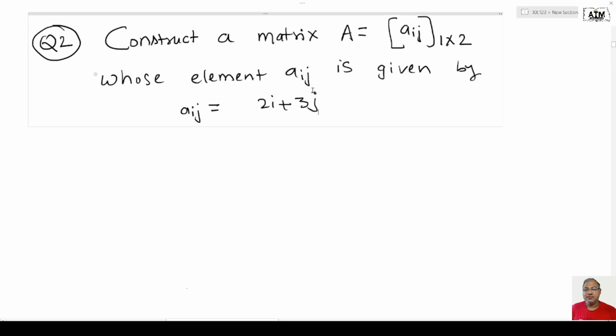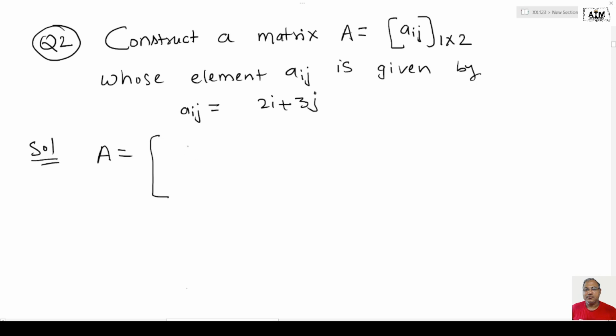Example 2: construct a matrix A which is a 1 by 2 matrix, with element Aij given by 2i plus 3j. Solution: it has 1 row and 2 columns. So matrix A can be written with 1 row and 2 columns, that is A11, A12. We need to find A11 and A12.